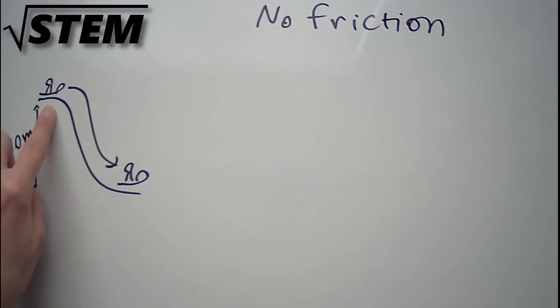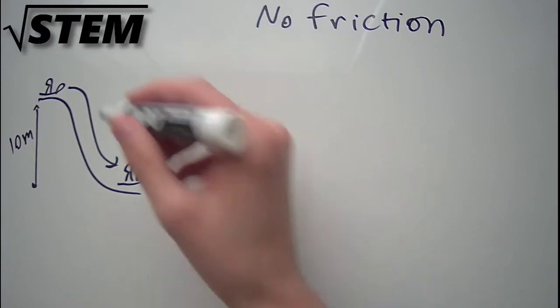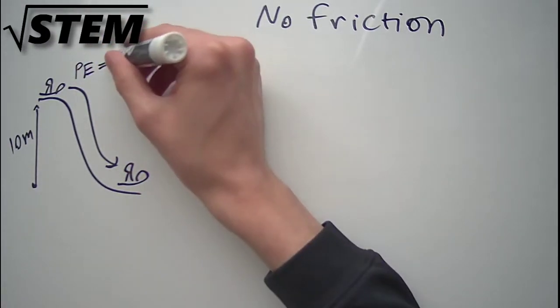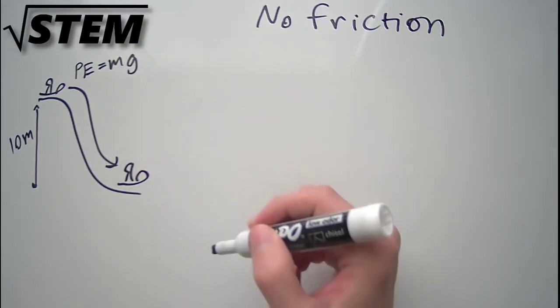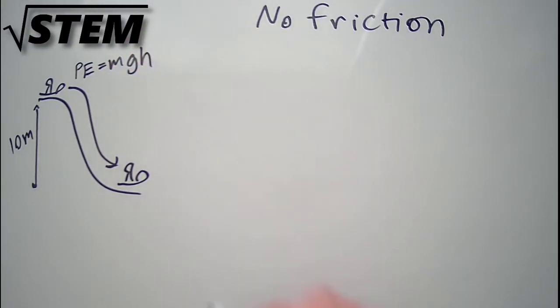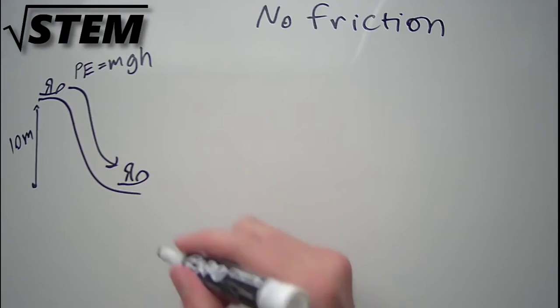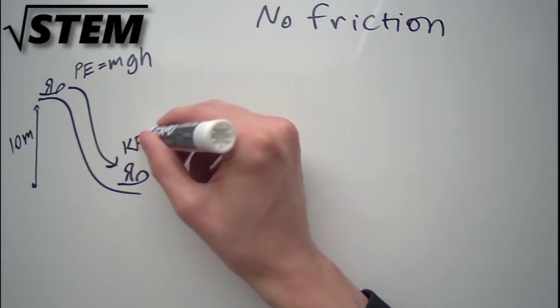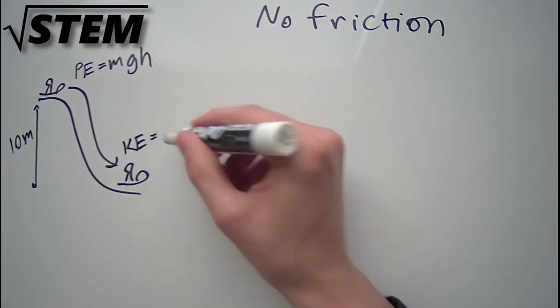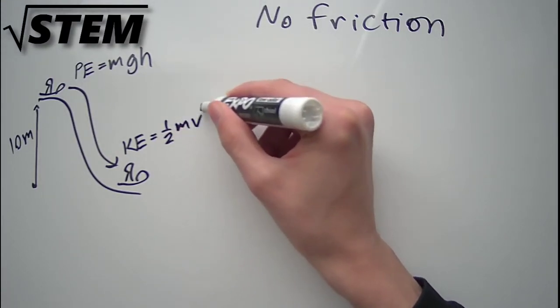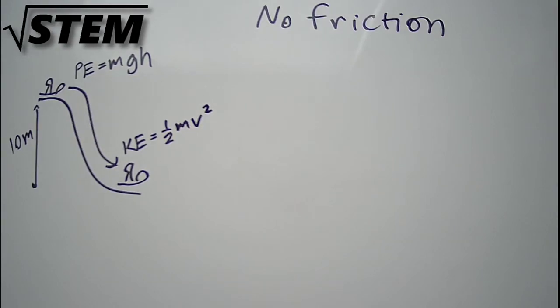Now at the top, if we're not moving, all we have is gravitational potential energy. And that is equal to our mass times gravity times the height that we're at. Down here at the bottom, once we're in motion and we're at a height of 0 meters, all we'll have is kinetic energy of motion. And that is equal to 1/2 mass times our velocity squared.